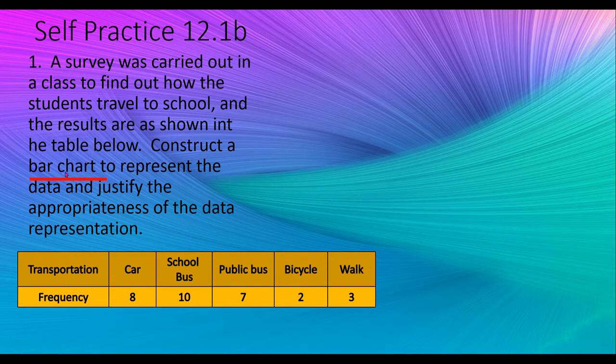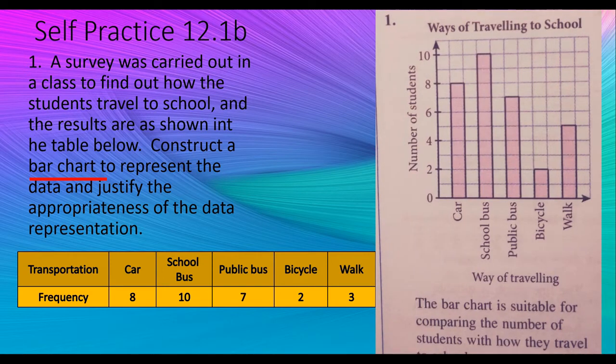Besides building the bar chart, we also have to write a sentence on the appropriateness of the data in this representation. Okay, so now we look at our answer. Firstly, girls, you have to make sure you have your title. Your title depends on your question. So you can say the way of traveling to school, the way to come to school, or the transportation involved for the students to travel to school. Okay, a suitable title for you.